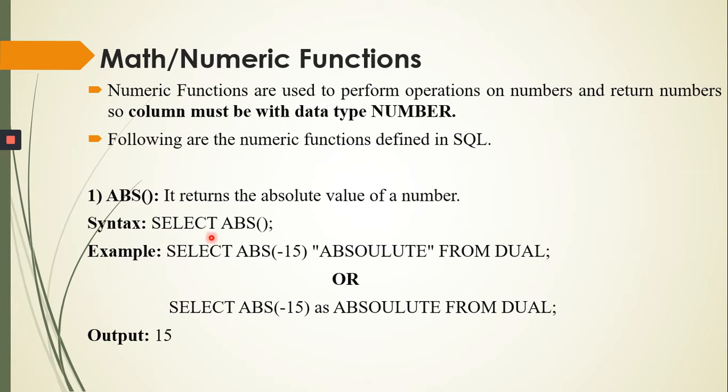The syntax is the select statement: select ABS, which is a function, starting with a bracket and ending with a bracket. In the bracket we write the value. For example, select ABS of minus 15 from dual. Dual means from system. It will give the output 15. The absolute value of minus 15 is 15. So the absolute function returns the absolute value of the number.